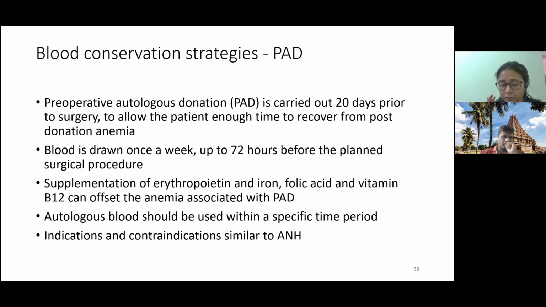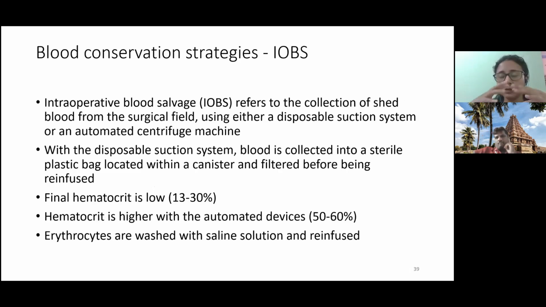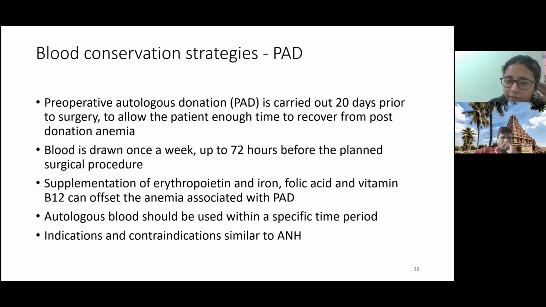donation, and it should be done whenever PAD or ANH is planned, or even without. Preoperative optimization of anemia has to go hand in hand with other measures. And autologous blood should be used within a specific time period. In most cases, it is 28 days, and indications and contraindications are similar to ANH. Now, the literature that is available, they have found that any of these strategies used in isolation is not as effective as all of them used together.